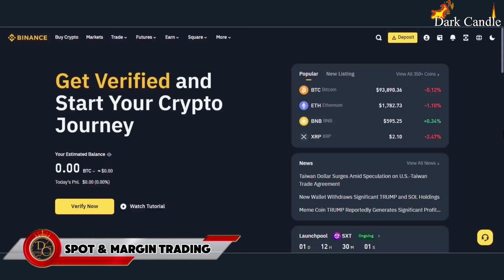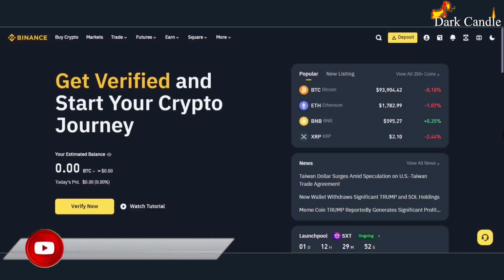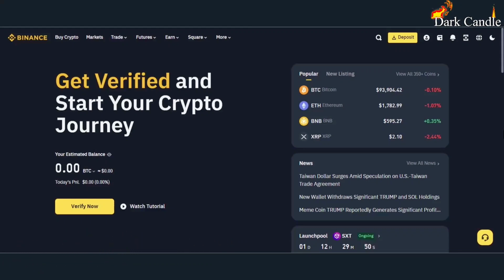Let's start now with spot trading in Binance. This is the simplest way to trade crypto. You buy a coin at the current market price and it's instantly added to your wallet. No borrowing, no leverage, just straightforward buying and selling. For example, you can buy $100 worth of Bitcoin and it's right away in your wallet.